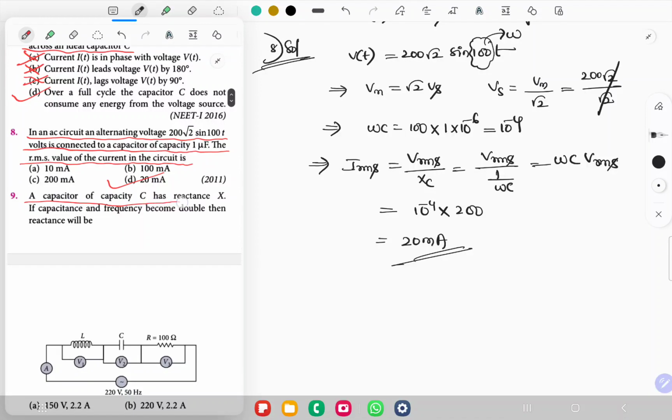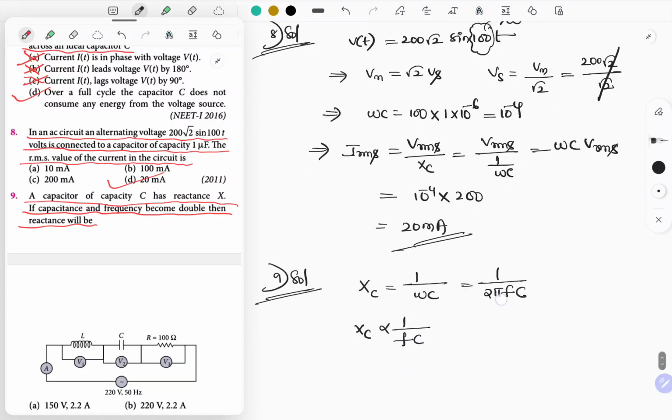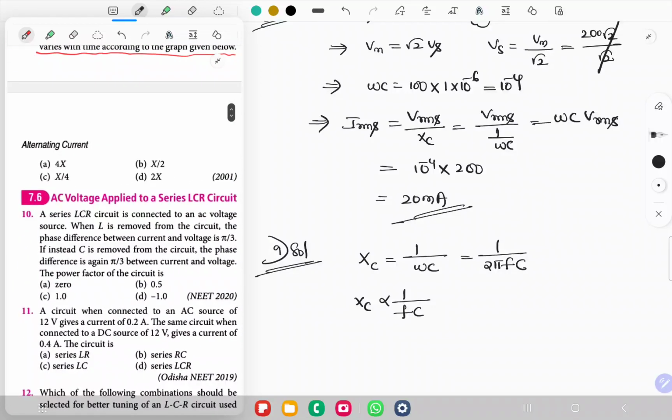A capacitor of capacity C has reactance X. If the capacitance and frequency become double, then what happens to the reactance? Ninth solution. What is the formula for reactance? Capacitive reactance of the capacitor is XC equal to 1 by omega C, where omega is 2 pi f. So XC is inversely proportional to both frequency and capacitance. They said both are being doubled. If both become double, then what happens to XC? XC will reduce by 4 times.